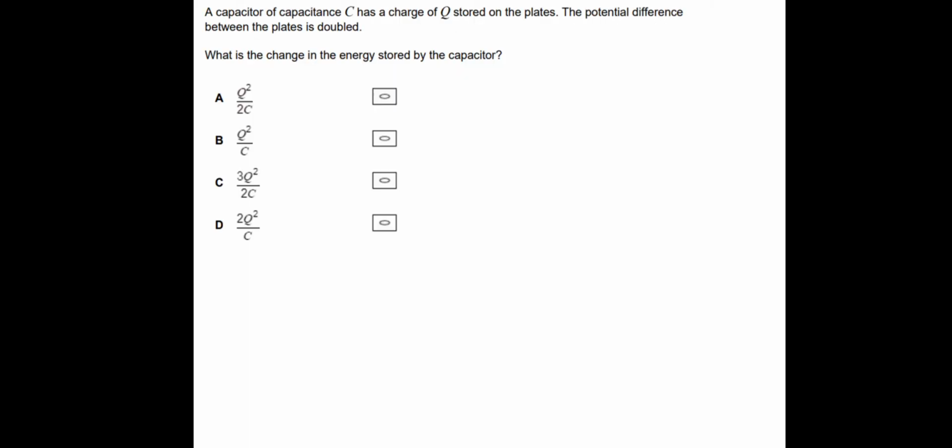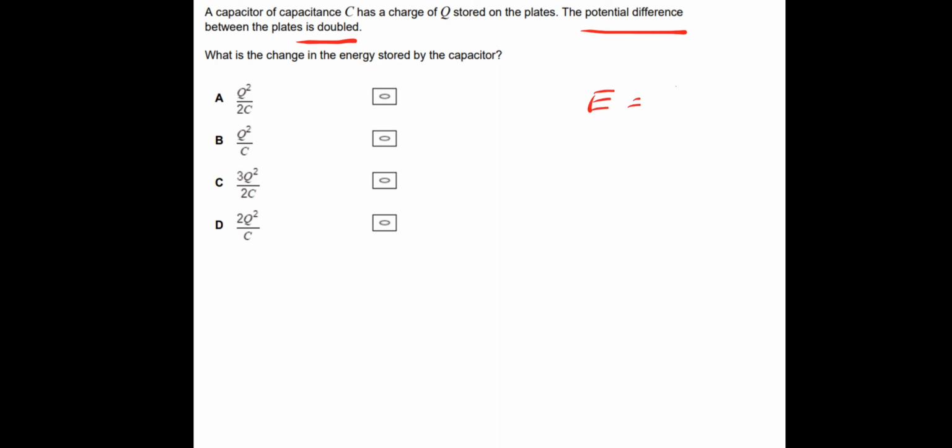So last question. A capacitor of capacitance C has a charge of Q stored on the plates. The potential difference between the plates is doubled. What is the change in energy stored by the capacitor? So if you want to have a go, please pause. So a couple of things on this one. The potential difference is doubled. So we need to see what happens to the energy if we double the potential difference.